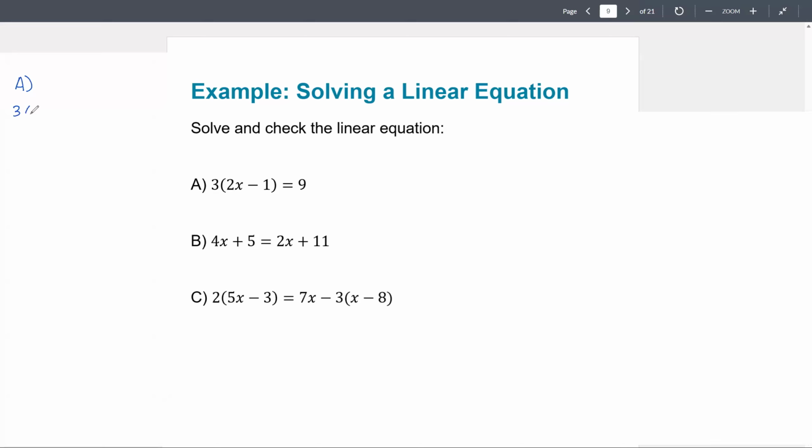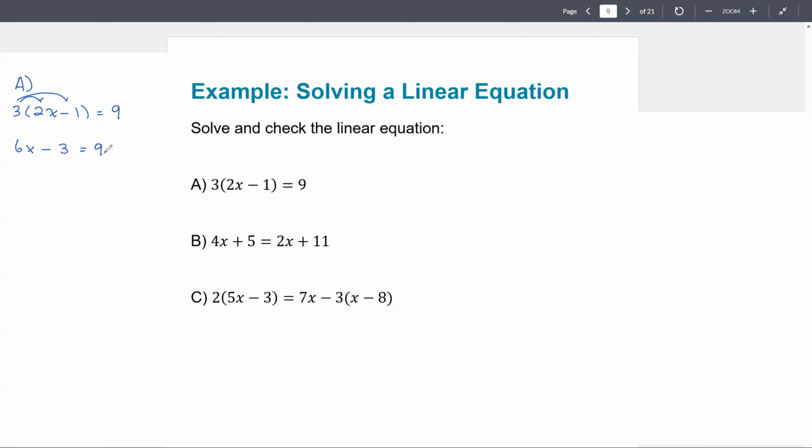So this is still a linear equation: 3 times (2x minus 1) equals 9. What we need to do is simplify. So we want to get rid of grouping symbols, if you remember, for simplifying. So I have to distribute my 3. So this is really 6x minus 3 equals 9.